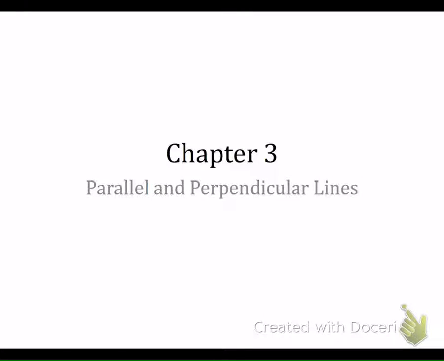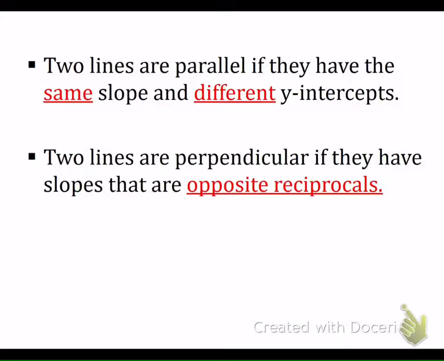All right, so last section, follow along in your notes. It's all about parallel and perpendicular lines. Two lines are parallel if they have the same slope, but they have different y-intercepts. If they have the same slope and the same y-intercept, it's the same line. If they have the same slope and different y-intercepts, that means they're rising and running at the same rate, so they're going right side by side, never intersecting.